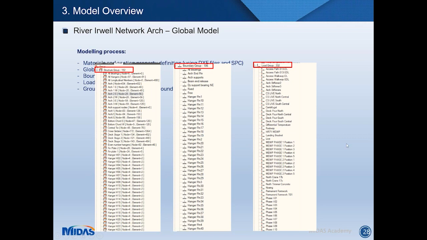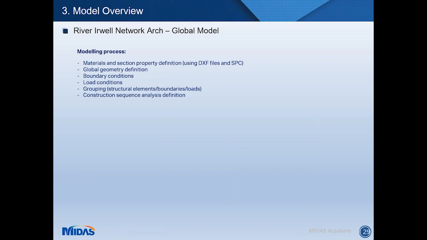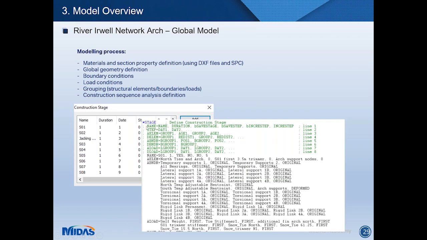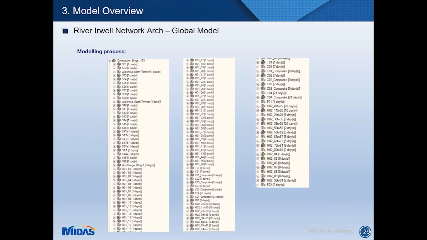Once this is done, it's time to do the construction stage analysis. This can be defined in the construction stage menu graphically, or can be defined through code. Effectively, the idea behind the construction stage analysis is that you specify duration and you specify which groups are activated or deactivated in terms of elements, boundary, and loads. Once this is all done, the model is created in its geometry, loading, boundary conditions, and all the properties, and we will end up with our construction sequence. What I'm showing here is the construction sequence for the River Irwell bridge.